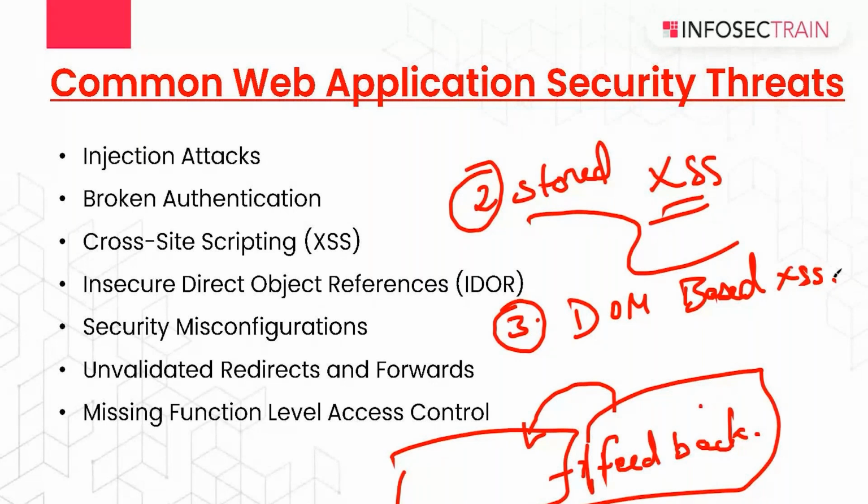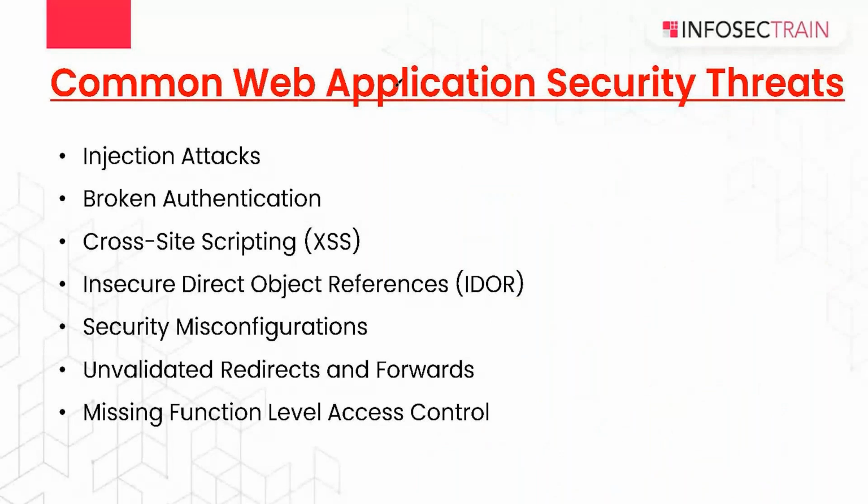Over there, we have some DOM sources like document.url, document.hash, document.referrer. In any of these places, your payload can be injected by the attacker. So that is the DOM-based cross-site scripting. After this, we have IDOR.